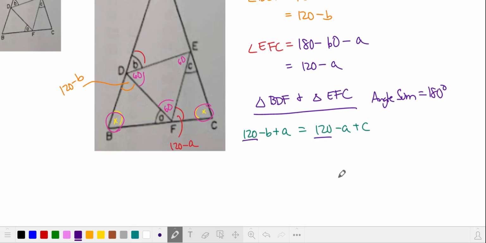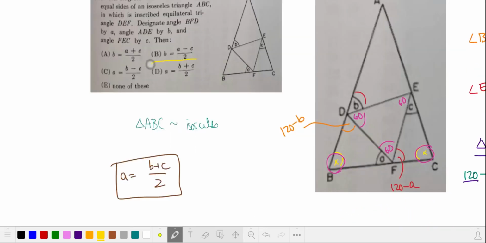We subtract 120 from both sides. We'll add a to both sides, leaving us with 2a, and then b plus c on the other side. Solving for a, we get (b plus c) over 2, and hope it's one of the answer choices. We see that it's answer choice D.